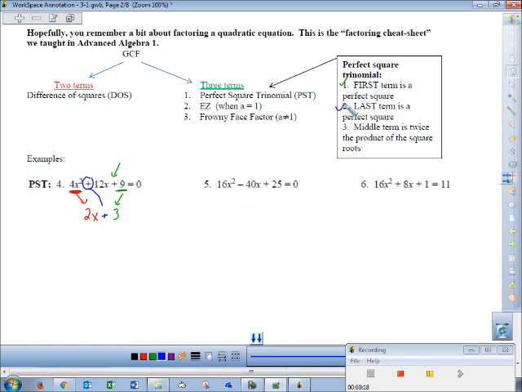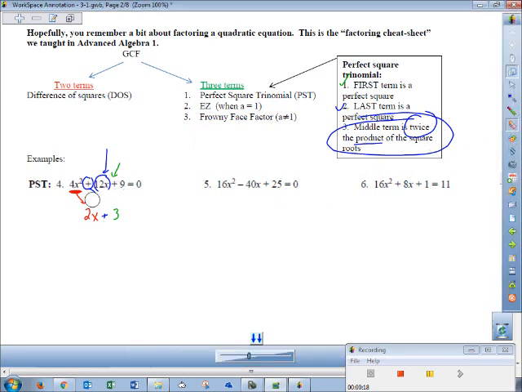And you still have to check one more thing, though. It doesn't mean it's a perfect square trinomial until we check to see if this middle term, this 12x right here, is twice the product of the square roots. Well, product means multiply these two things together. If you take 2x times 3, you get 6x. And then you want twice that. Twice 6x is 12x, so all three phases passed here. This was a perfect square trinomial.